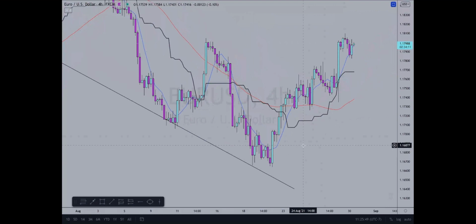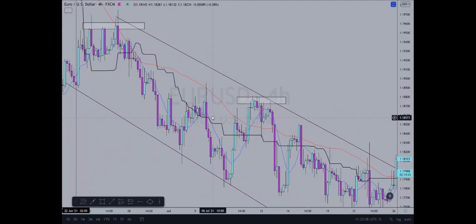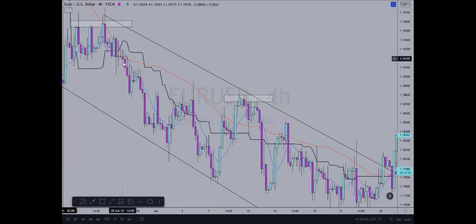So as you guys can see, support turns into resistance, resistance turns into support, and then trend lines can be reversed. Okay, very important you know that as well. Okay, so when it comes down to it, we have our channel came down.